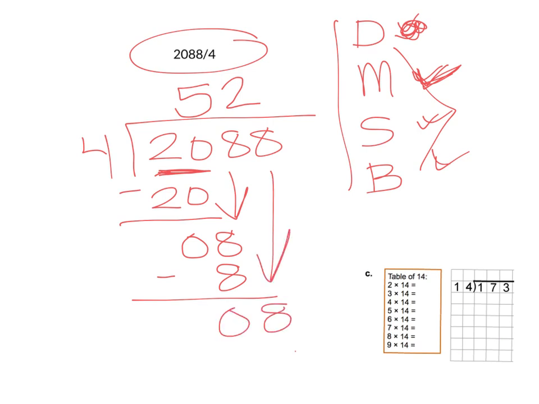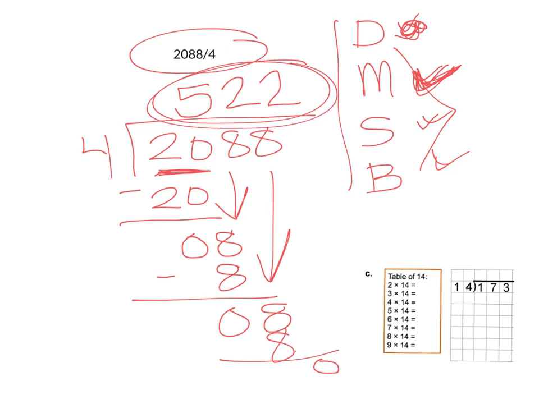And now I'm thinking about, does 4 go into 8? Yes, it does. It just did. So I'm going to put my 2 up here. Then I'm going to multiply. 2 times 4 is 8. Subtract, I get 0. There's nothing left to bring down, so my answer is 522.